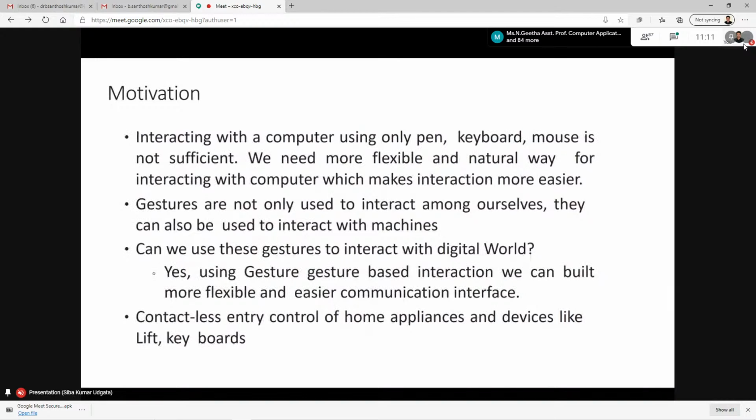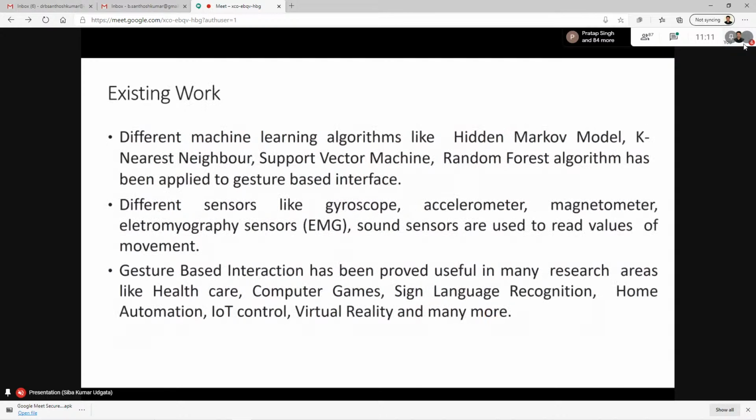So, contactless entry control of home appliances. For example, I want to switch on the fan, or go to the lift, go up, go down, and I would otherwise touch the keyboard, etc. Without doing anything, I should be able to do what I want in a contactless manner. There is some existing work.